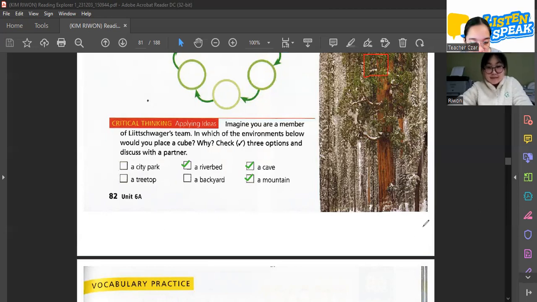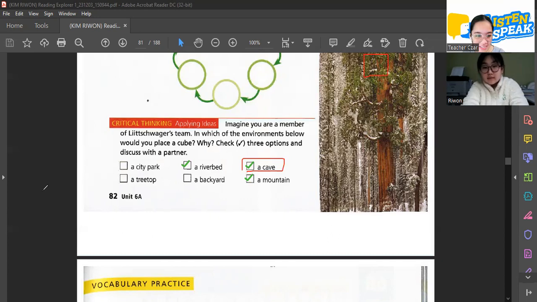So you choose riverbed, a cave, and a mountain. So cave is a unique one. So why do you choose cave? Because actually I have never been to a cave, so I have a question about the cave mystery. Ah, okay, that's why you choose cave. Yeah, because inside the cave it's really dark, so maybe there's also a lot of different organisms living inside the cave.